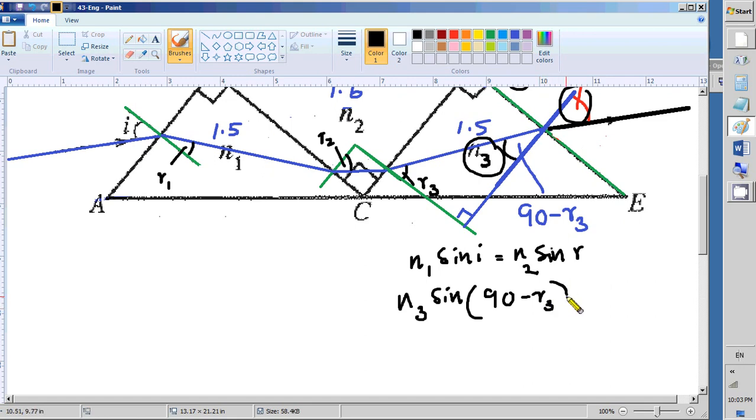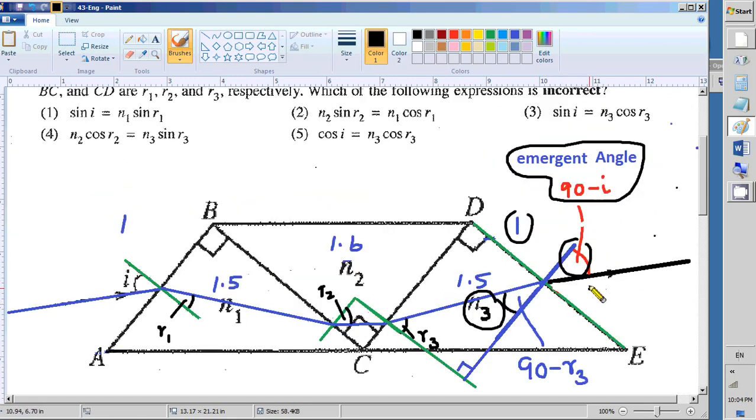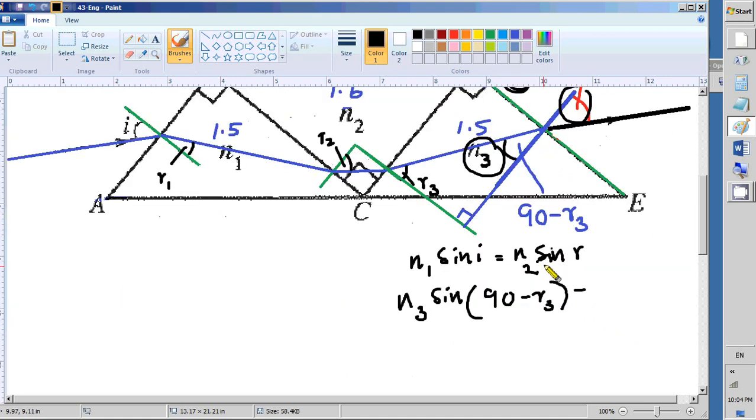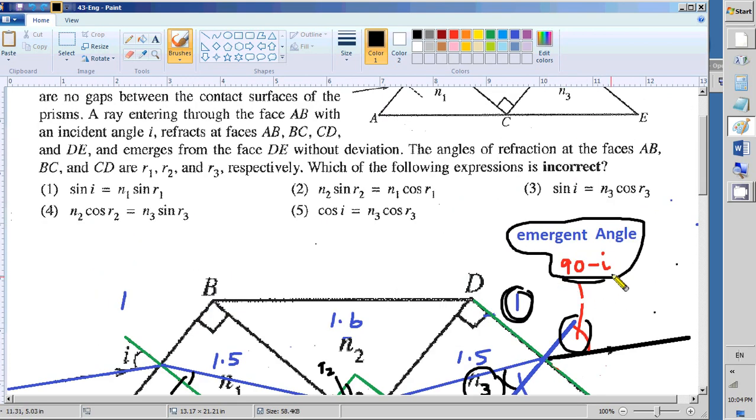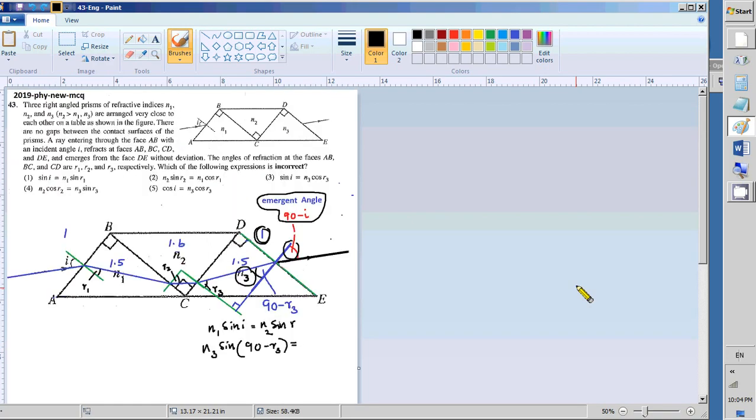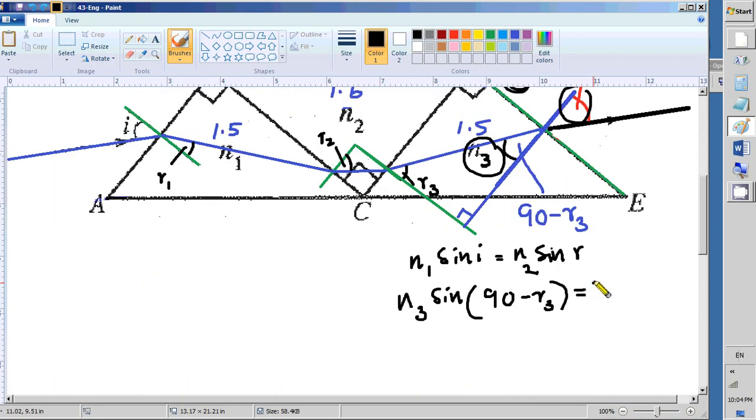So we have written N3 sin, the angle of the same side, 90 minus R3, then equals N2, which is this side now, so it is 1. Therefore we don't have to write it, 1 times sin R, which is sin this value, the same side index and the angle: sin of 90 minus I.